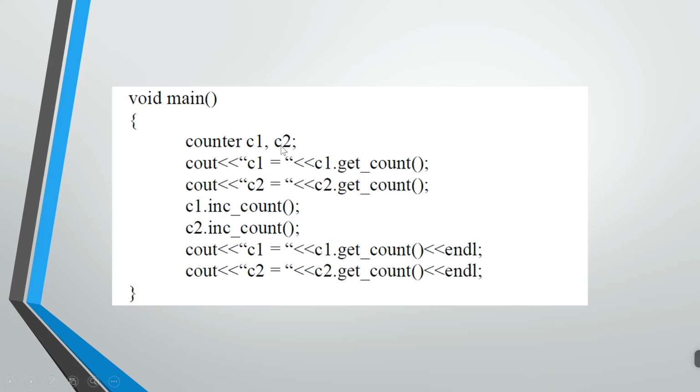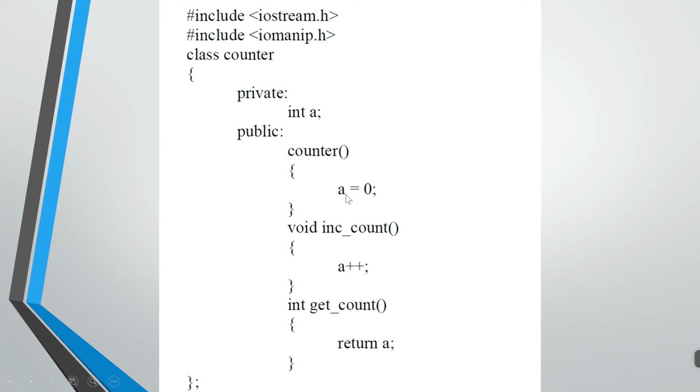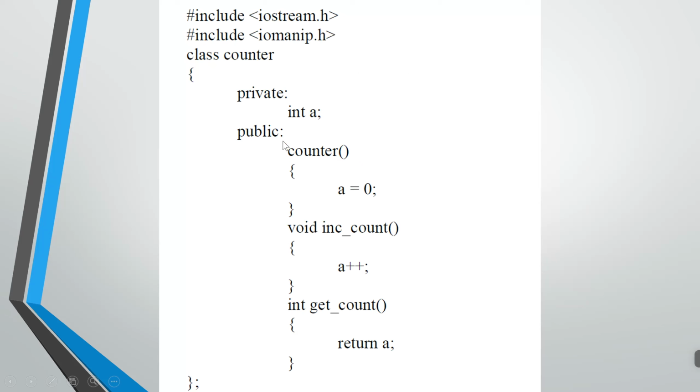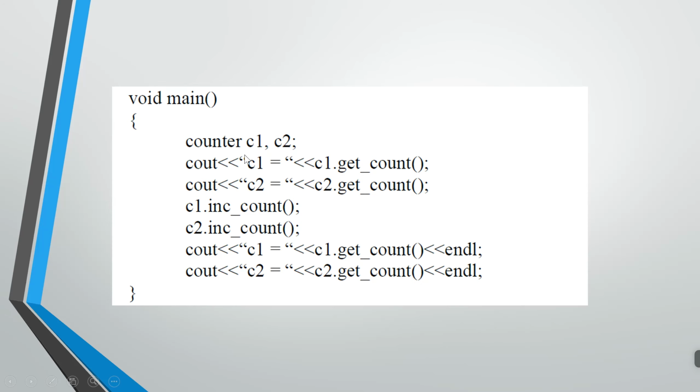So there are two objects which are declared as well as defined to be 0 whenever it is created, because counter is a class which contains a constructor which initializes the value a to be 0. That means the moment C1 and C2 are created, C1.a becomes 0 as well as C2.a also becomes 0. So, because of the constructor. Now C1.getCount.